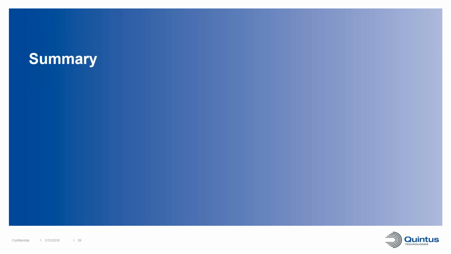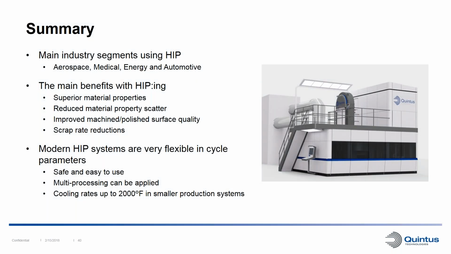To sum this up, we started by talking a little bit about the company as such. Then we talked about the main industry segments that are using HIP: aerospace, medical implants, energy, and automotive, which all use HIP technology to achieve superior materials. Magnus presented the main benefits of HIPping, where you have superior material properties. You reduce the material property scatter, which means that you can actually trust the material properties better. And this is, of course, very interesting for the additive manufacturing industry.